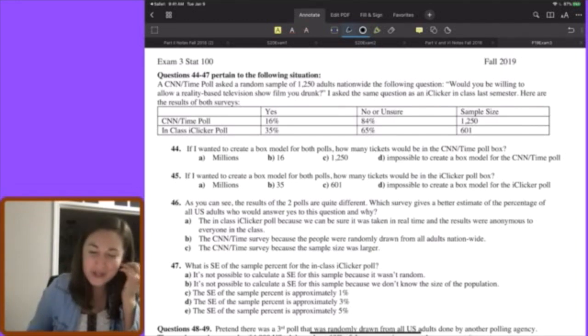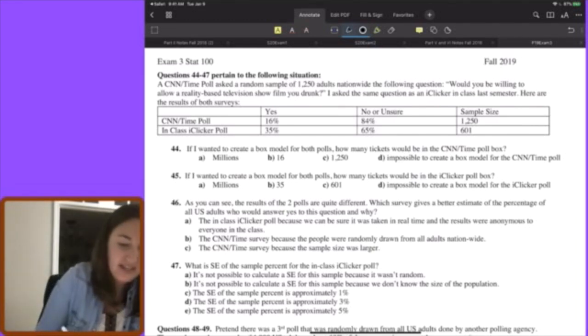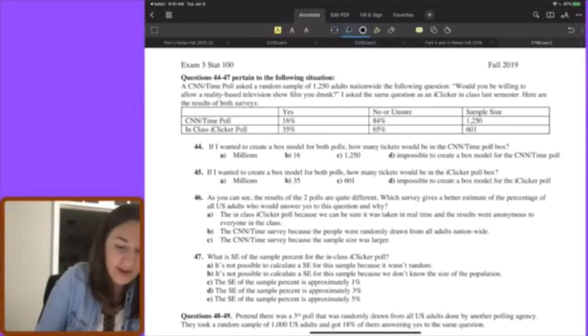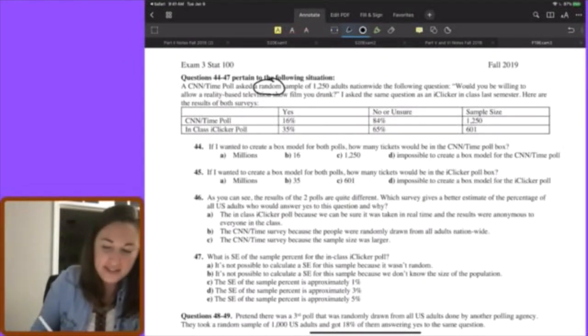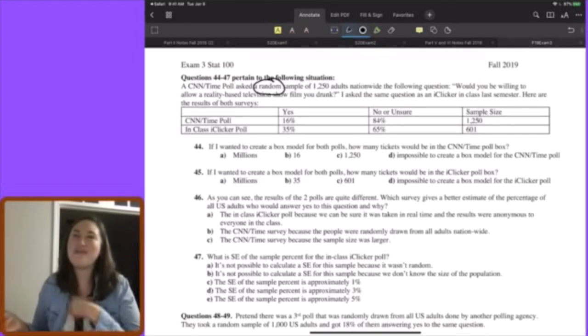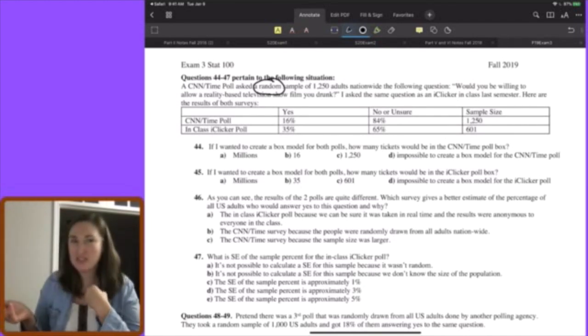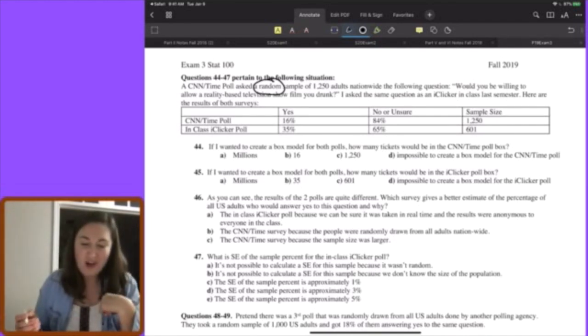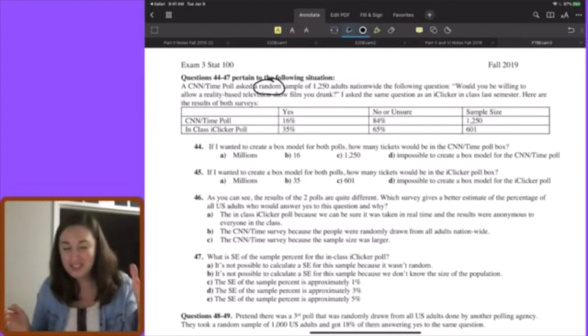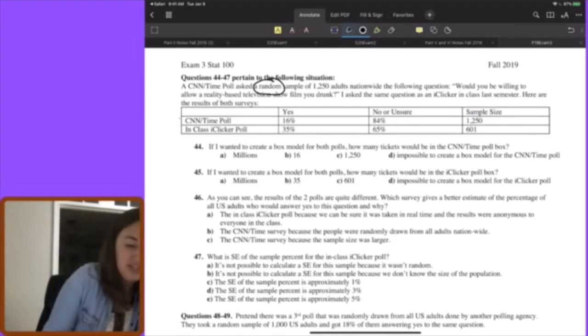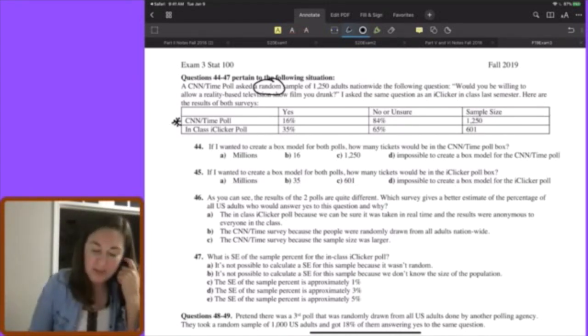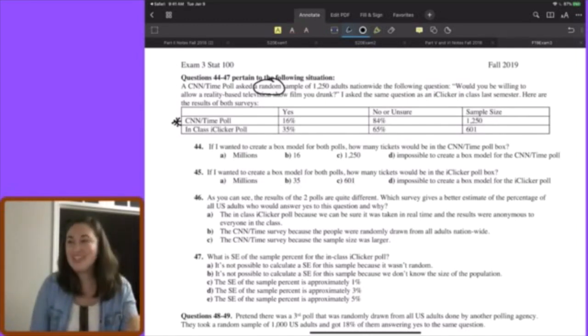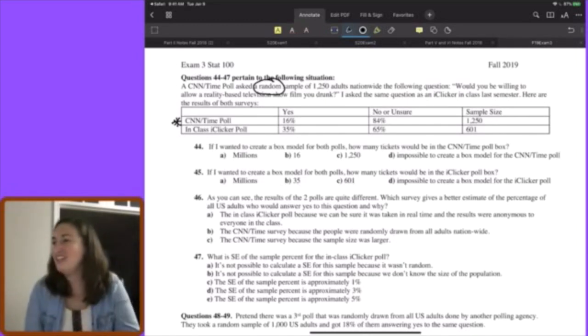Okay, so here we have two different surveys. This CNN Time poll was random, so I like that. The iClicker question was not random, right? Because again, it's whoever's in class, whoever answers. So, all right, if I had to pick which one is best for all US adults, I would say it's this one for sure. But the questions that this is asking are a little bit different.